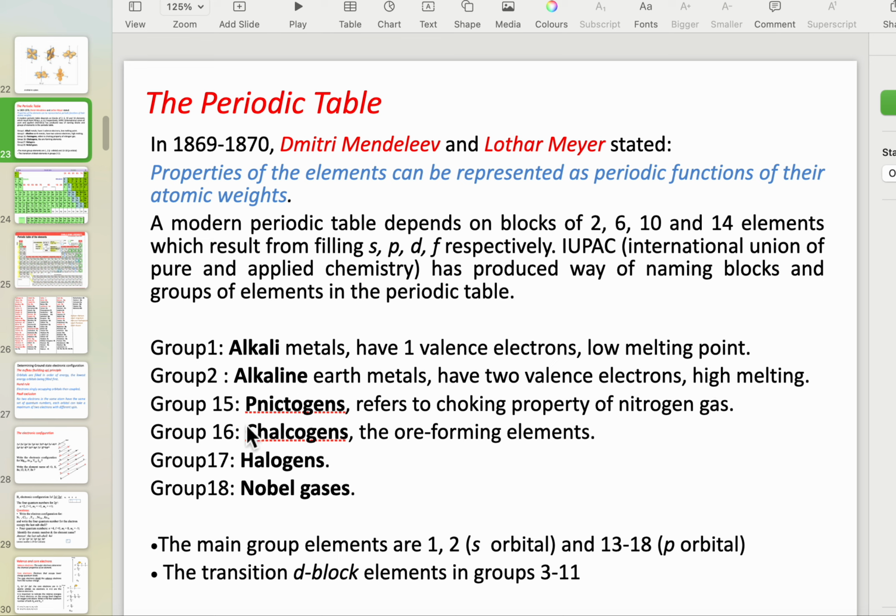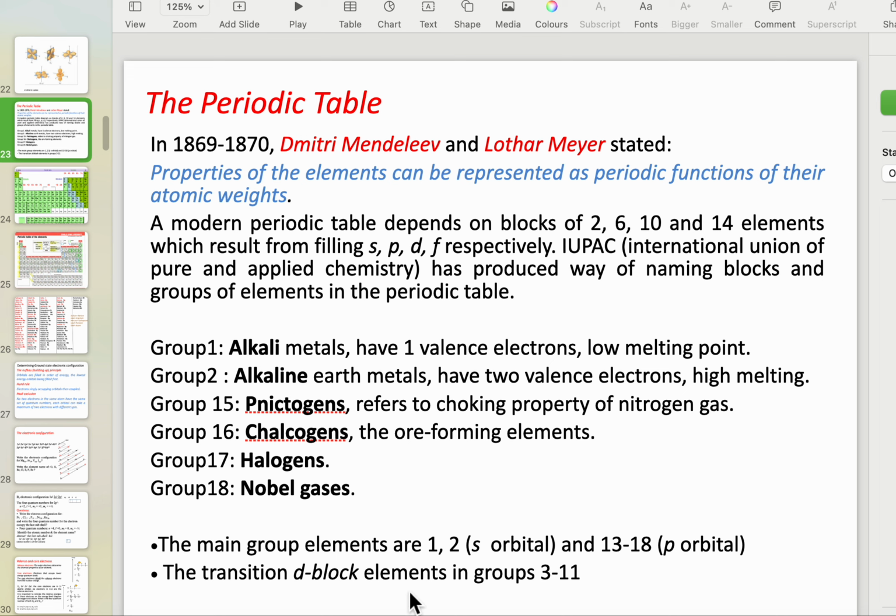Group 15, the pnictogens, refers to the choking property of nitrogen gas, so they call them pnictogens. They are the nitrogens and oxygens. And group 16, the chalcogens, are the ore forming elements. Whereas group 17 are the halogens and group 18 the noble gases.